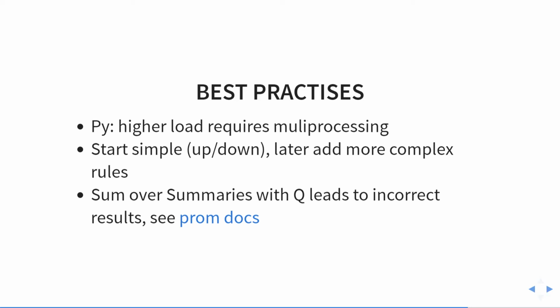And to sum up, what are the best practices? First, you need to have multiprocessing, otherwise Prometheus is going to stall your application. I would advise you to start simple. An up-down metric is very powerful, and some kind of load metric is very easy to write and understand, and then it will not wake you up in the night when there's no problem. Also remember there are some problems with summaries, so it's better to use histograms.